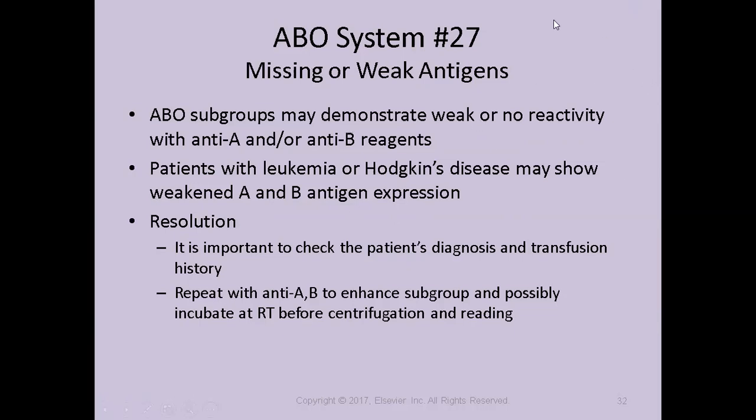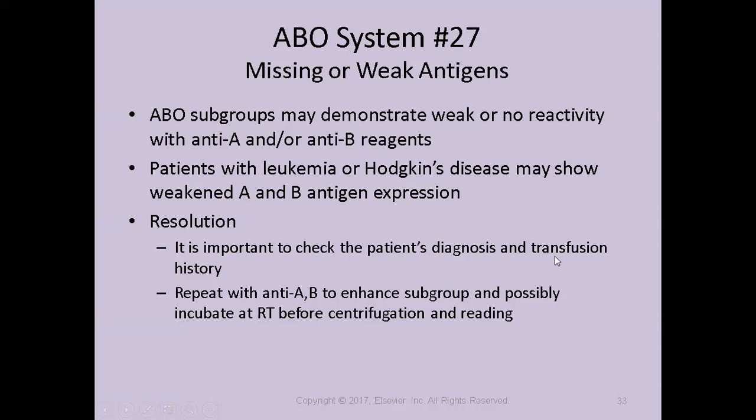Okay. So, ABO subgroups. We talked about A subgroups a little bit earlier, and we said how some of the very rare subgroups can demonstrate weak or no reactivity with anti-A, or if it's a subgroup of B, with anti-B. Sometimes chronic conditions that a person has can affect this as well. Patients with leukemia or Hodgkin's disease may show weakened A or B antigen expression, so we may be getting very weak reactions in the forward typing.